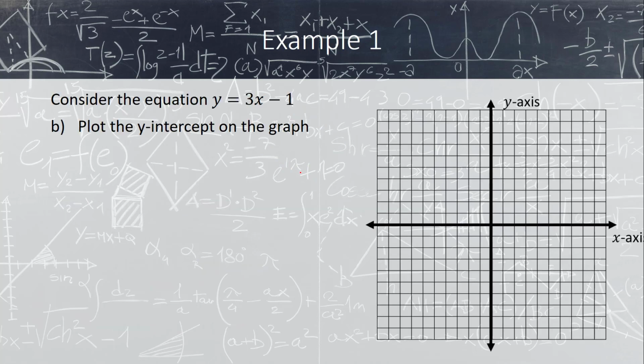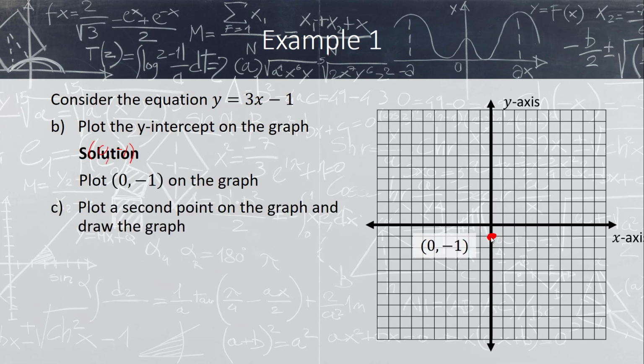Okay, part B. Part B is to plot the y-intercept on the graph. As we established before, the y-intercept is 0, negative 1. Where is that? Well, that is right there. That is where the y-intercept is. So go ahead and plot that on the graph. You probably need to move your mouse and actually click that point, and it'll produce the dot for you, and then you can move on to part C.